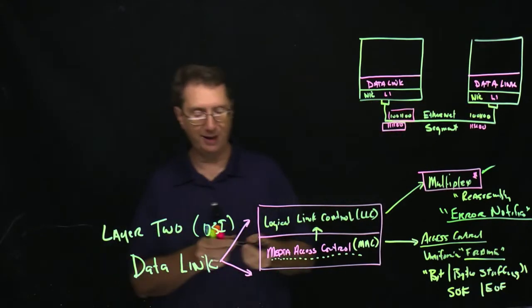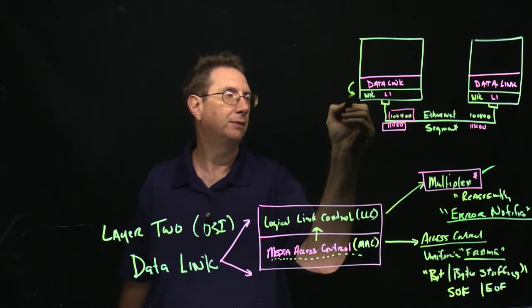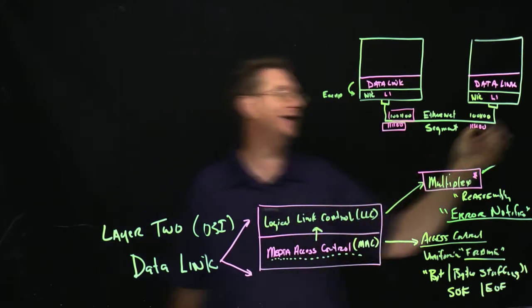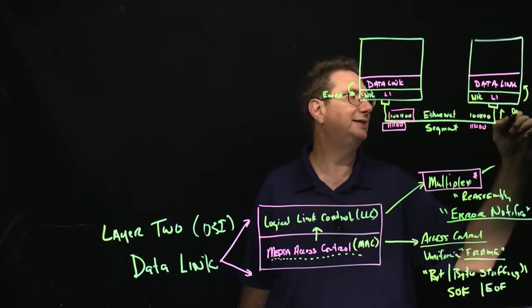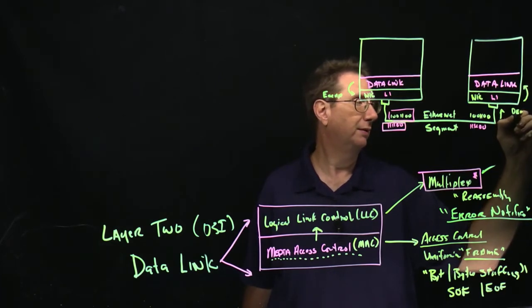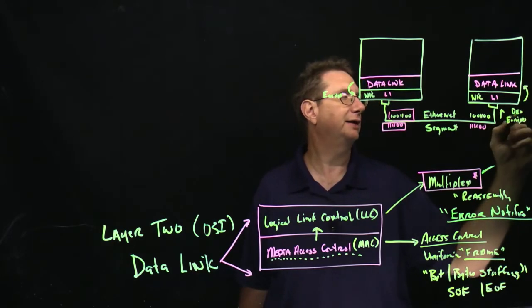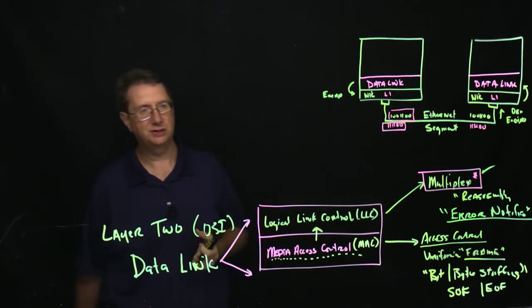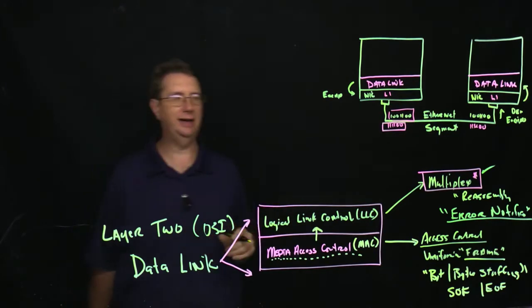And remember, as that information comes down from the data link layer, it is encapsulated. And as that information arrives on this end and is relayed up, that information is de-encapsulated. So again, one model providing services to the other. Protocols that run, devices that run at this level.